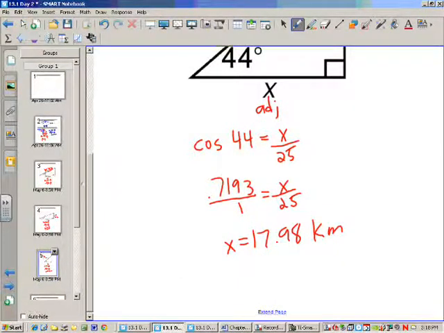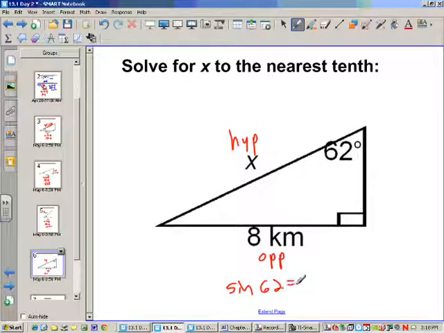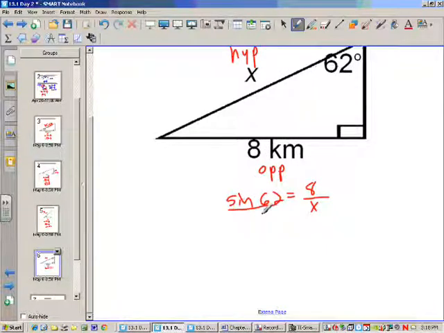All right, we have one more for you. Pause the video again, see how well you can do on this. Now over here it's the opposite side. Up here is the hypotenuse. So opposite over hypotenuse will be sine. The sine of 62 will be the opposite, which is 8, over hypotenuse, which is x. Put this over 1.